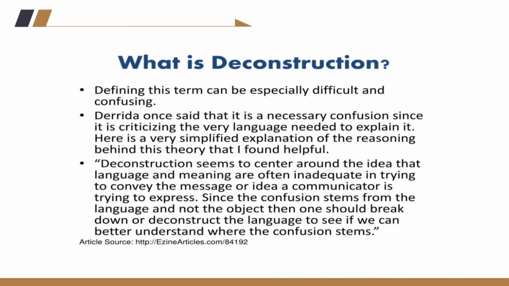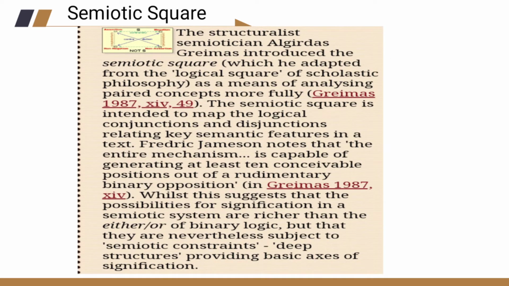Okay, and now let's proceed to the semiotic square. The structuralist semiotician Algirdas Greimas introduced the semiotic square, which he adopted from the logical square of scholastic philosophy as a means of analyzing paired concepts more fully. The semiotic square is intended to map the logical conjunctions relating key semantic features in a text.